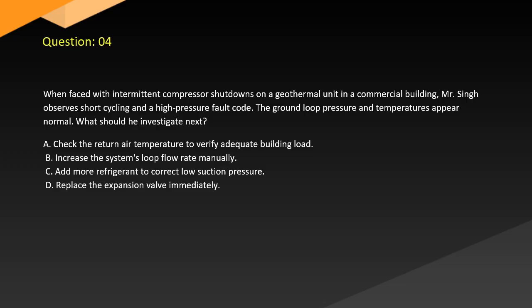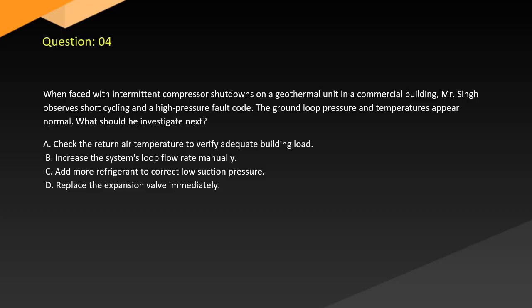Question 4. When faced with intermittent compressor shutdowns on a geothermal unit in a commercial building, a technician observes short cycling and a high-pressure fault code. The ground loop pressure and temperatures appear normal. What should he investigate next?